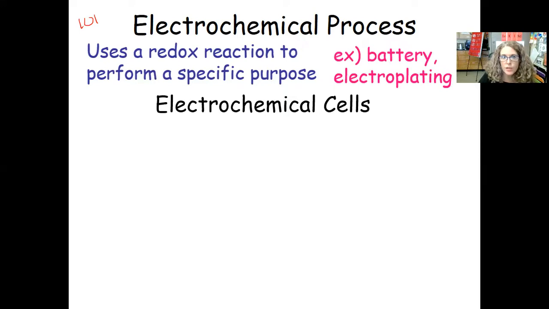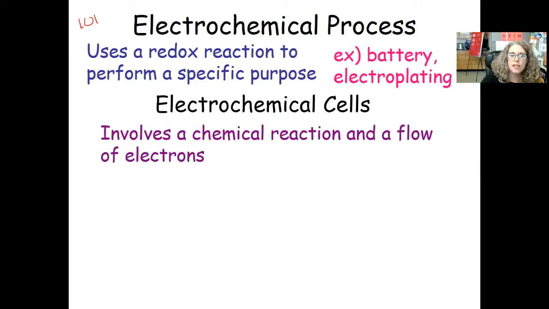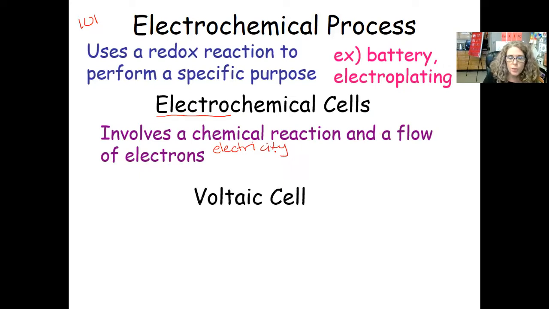We have what's called electrochemical cells, right? And they involve a chemical reaction and a flow of electrons, right? Because that's what we have here: electro, we've got our prefix of electron. So the flow of electrons is electricity, right? So electricity is our flow of electrons. And we have two different kinds of electrochemical cells.